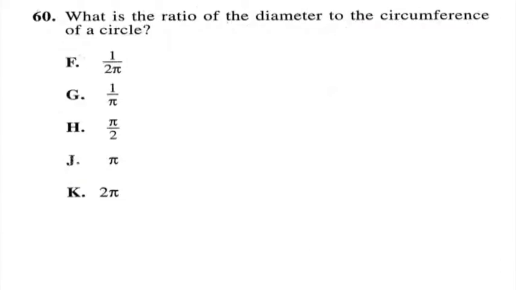Now we'll take a look at number 60. This is one that gives you an example of number 60. This one says, what is the ratio of the diameter to the circumference of a circle? Okay, so we know that circumference is equal to pi times the diameter. Well, they want the ratio of the diameter to the circumference.